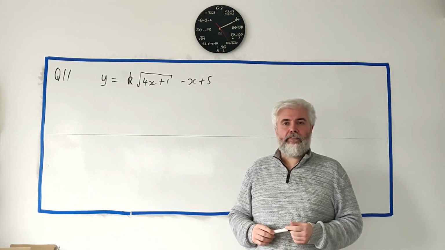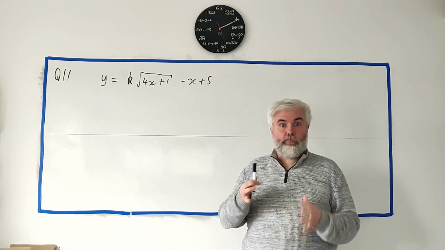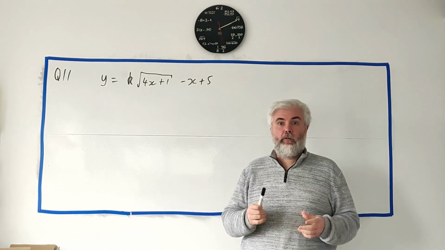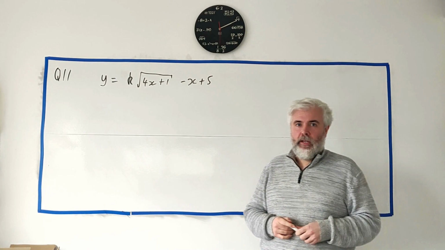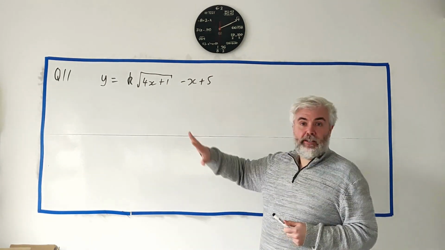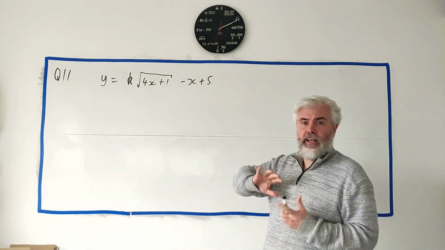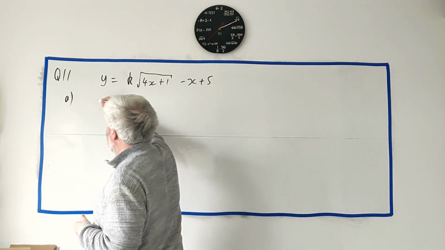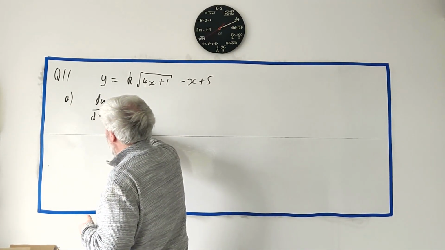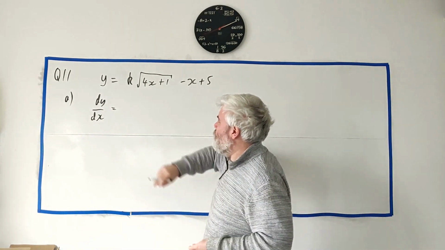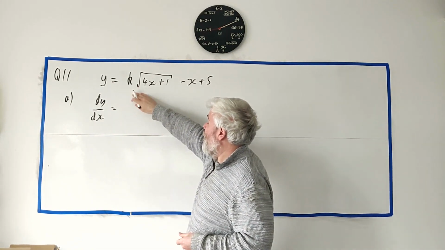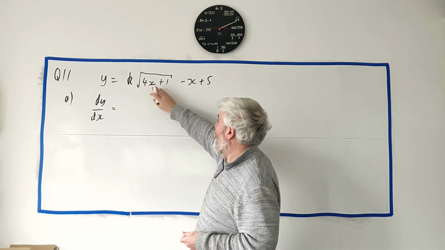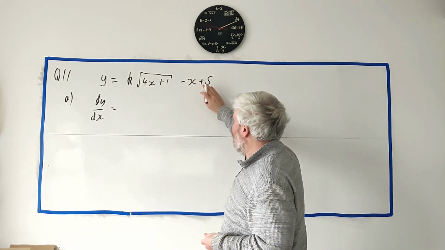In question 11, it's pretty much a general problem-solving question revolving around differentiation. So for 11 part A, they even start us off by just asking us to differentiate this function here. So A wants us to just get dy dx of this function. The function is y equals k multiplied by the square root of 4x plus 1, minus x plus 3.